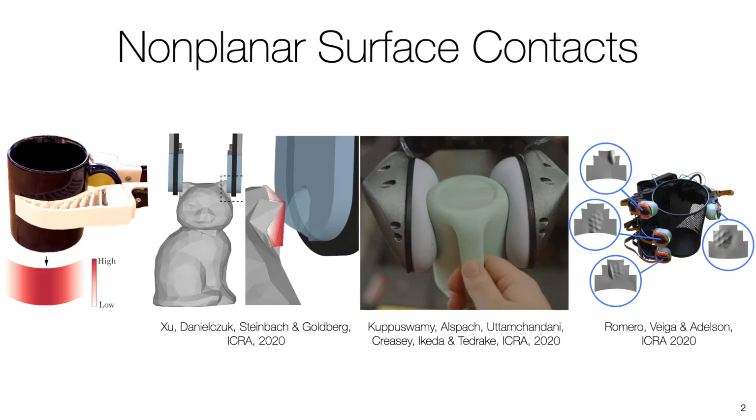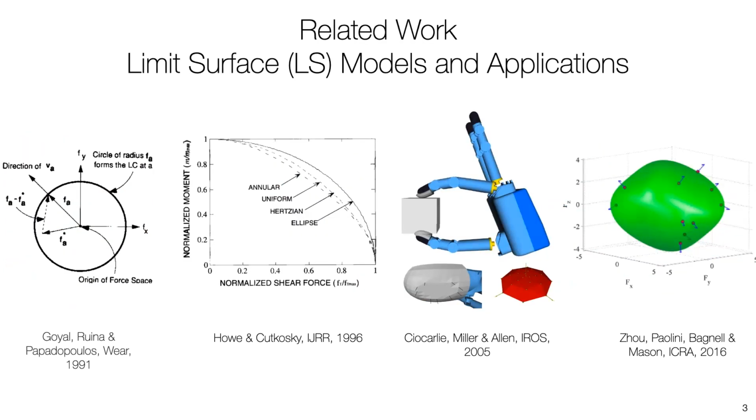In this paper, we model the 6D limit surface, which describes all possible 6D frictional wrenches that can be transmitted through a non-planar deformable contact. The proposed concept of the 6D LS is generalized from the 3D limit surface, which models the 3D frictional wrench limit for planar surface contacts.